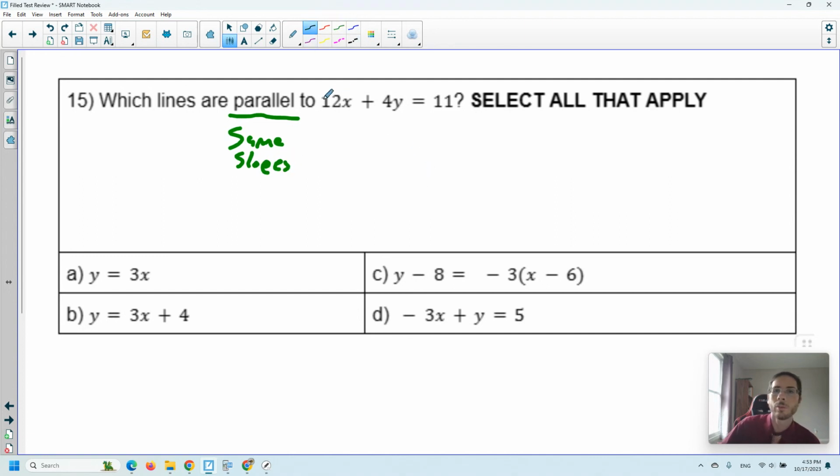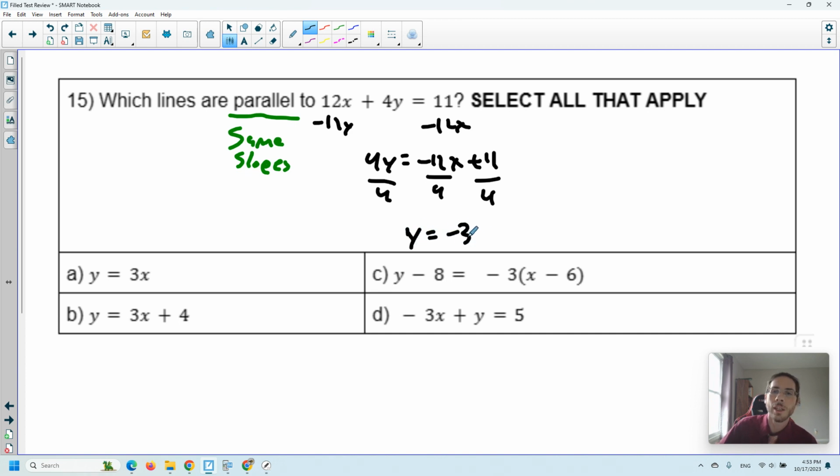So just like the last one, we want to try and get the y by itself because in slope-intercept form, it's really easy to see the slope. So 4y equals negative 12x plus 11. Divide everything by 4, and we get y equals negative 3x plus 2.75. Again, I don't really care too much about this because I'm just checking for parallel. I'm not going to try and throw you off by having two lines that are exactly the same, which if you thought about that, congratulations, you're thinking ahead to the next section.